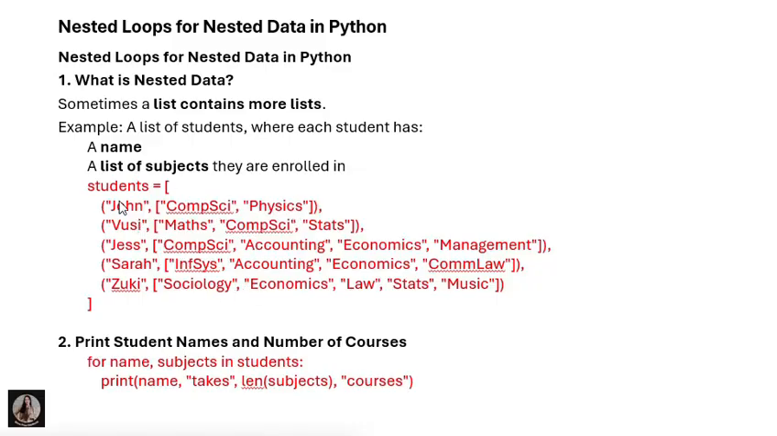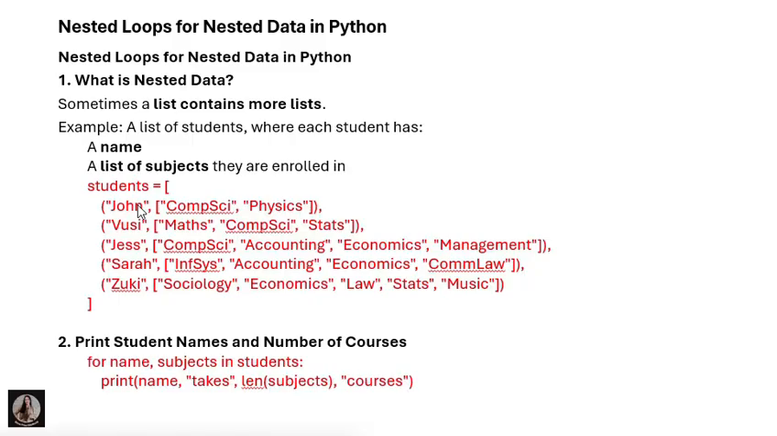This is the students list. Here the students list has the students along with the subjects they have enrolled. Here I have John, Lucy, Jess, Sarah and Zuki. These are all the student names. They have enrolled in computer science, physics, maths, statistics, and these are all the subjects.